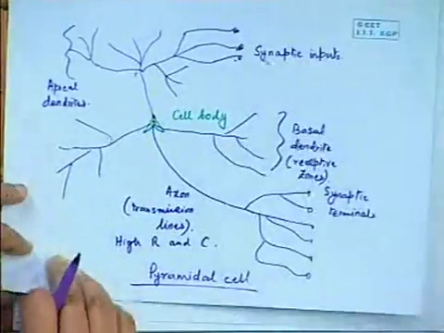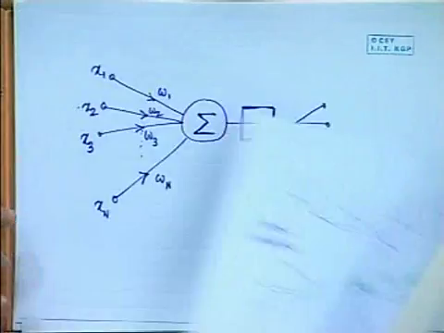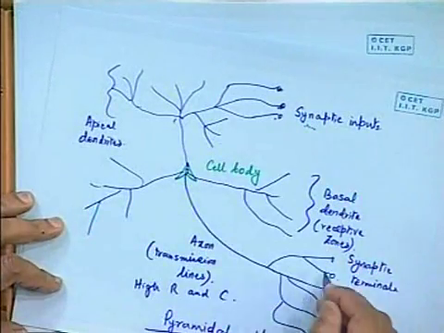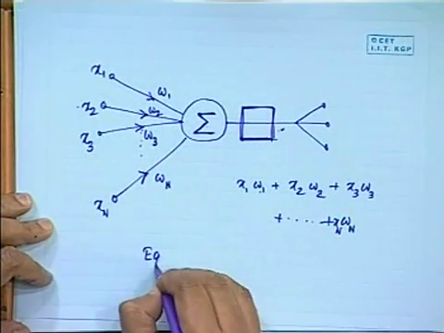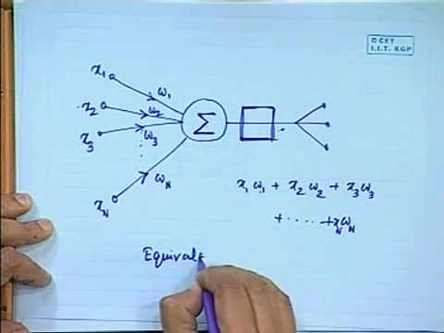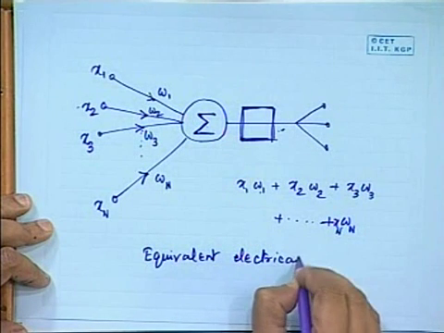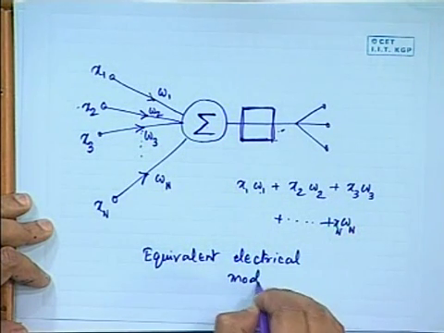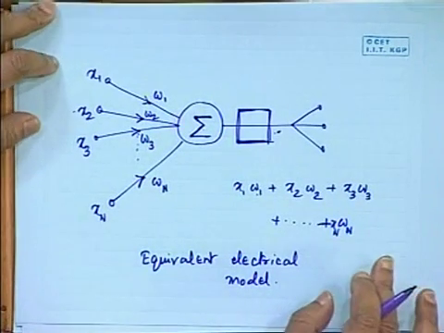So this is the equivalent model. This is the biological model of a nerve cell with its inputs and outputs, and this is the equivalent electrical model. In fact, we will be considering such equivalent electrical models of artificial neurons in our course.